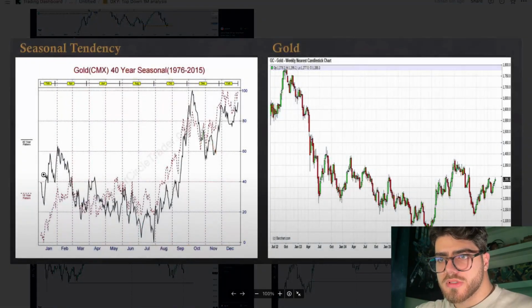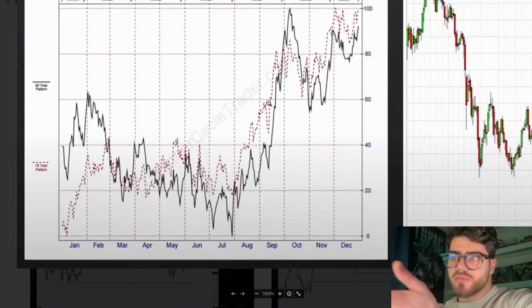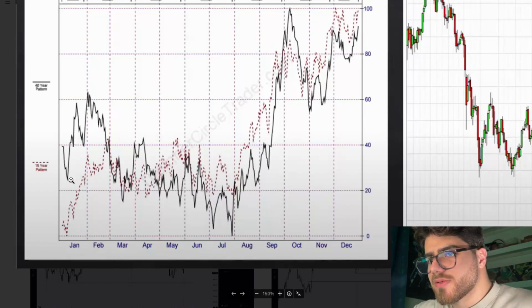Gold has a bullish seasonal tendency in January. It's not very clear as well, right? Not like August, or not even August is a bit choppy. Not like September. September is just obviously bullish, right? But January is a bit two-sided.